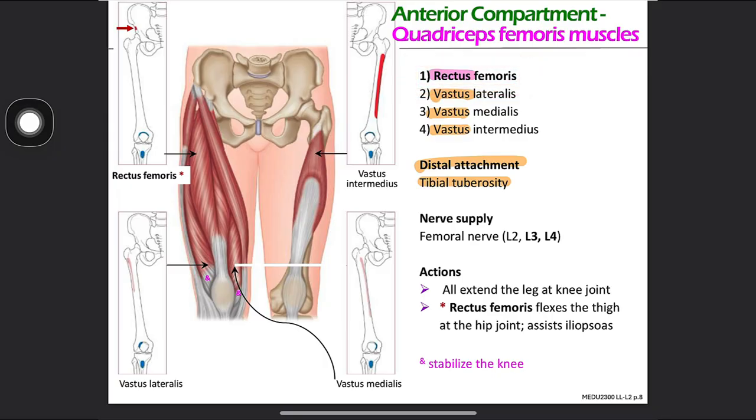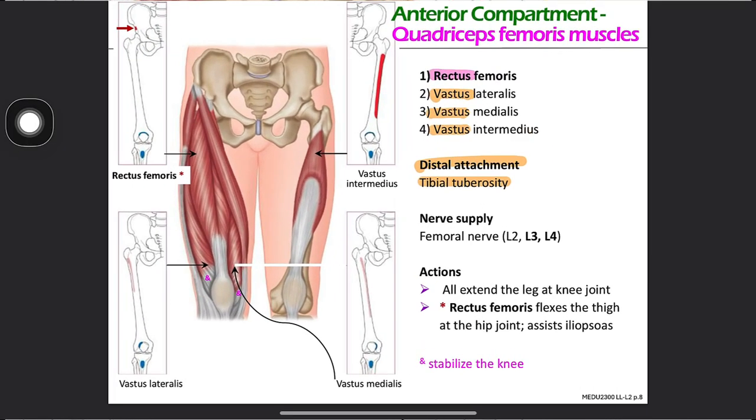Okay? When a muscle crosses one joint, one action. And if it crosses two joints, it can produce two actions. So all these muscles can extend the leg at the knee joint. For the rectus femoris, it can also flex the thigh at the hip because it crosses the hip joint. Okay, good.